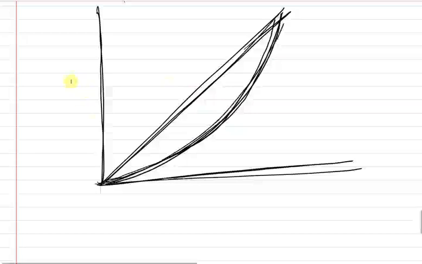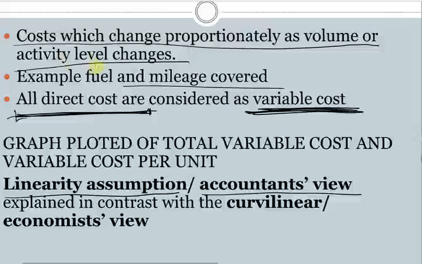That's one of the questions that do appear: what's the difference between the accountant's view and the economist's view? The economist will assume things to do with economies of scale, so their graph might go curvilinear. While accountants assume that cost or revenue will increase constantly, meaning their line will be a straight line. That's why it's called linearity. Linear means straight.